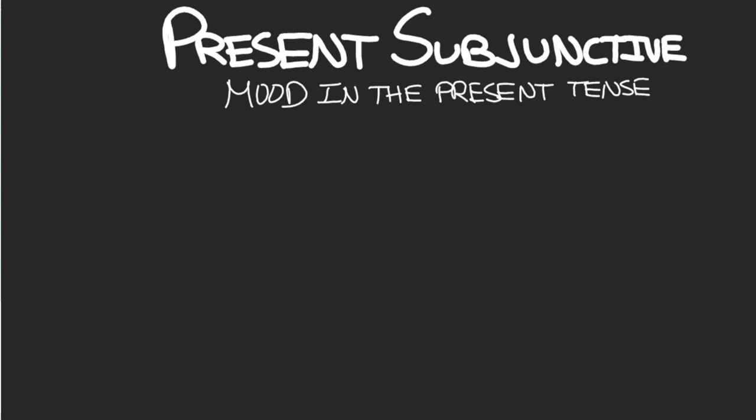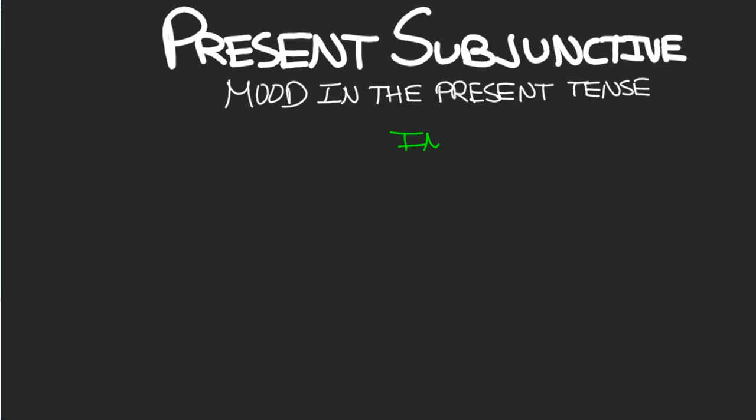Indicative is the other mood that we're a little bit more accustomed to. In Spanish 1, when you started to learn to describe things, that was all in the indicative. So let's take a look at some examples so we can talk about when it is that we use this subjunctive mood in the present tense.